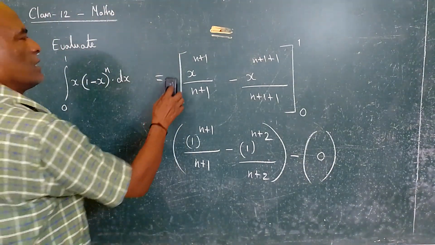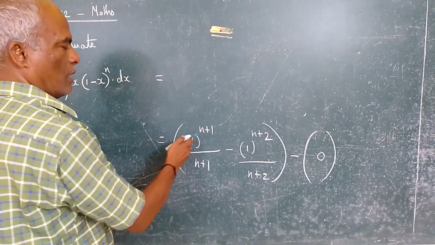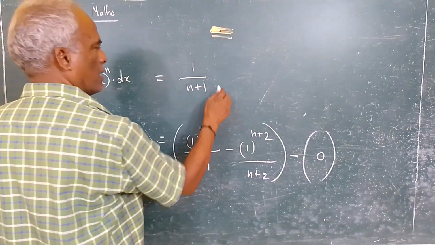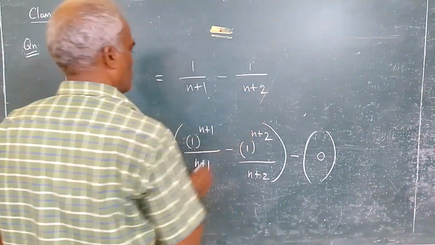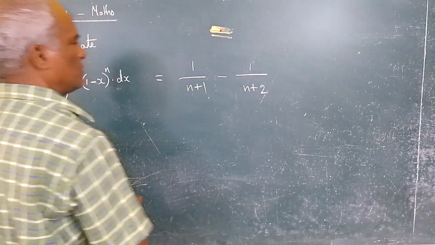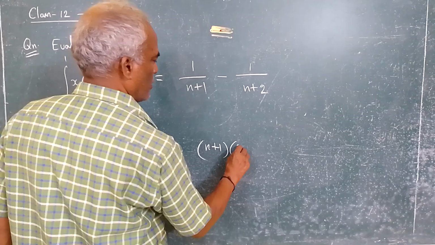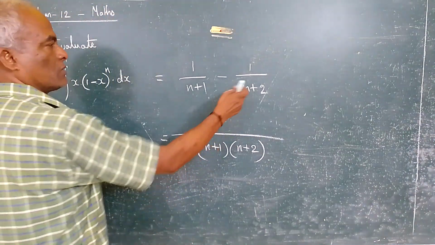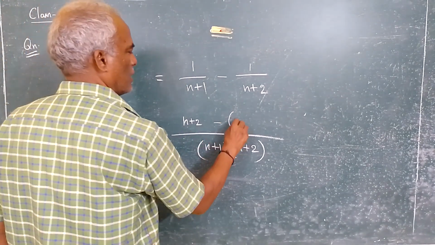So the next step will be 1 power anything will be 1, so 1 by n plus 1. Here again, minus 1 power anything will be 1 by n plus 2. Now you take LCM and simplify, then you will get the answer. That is n plus 1 into n plus 2 is the LCM, cross multiply: n plus 2 minus n plus 1.